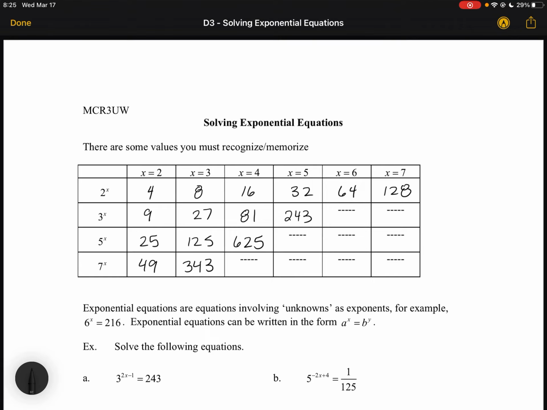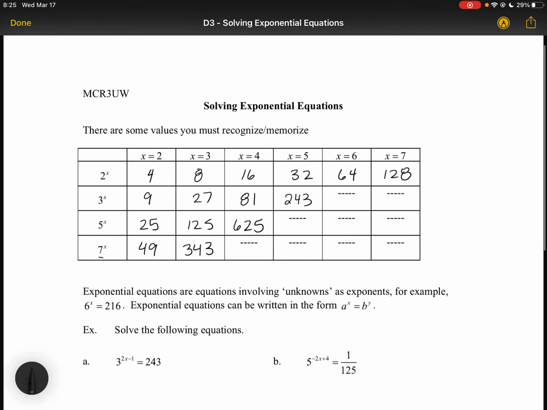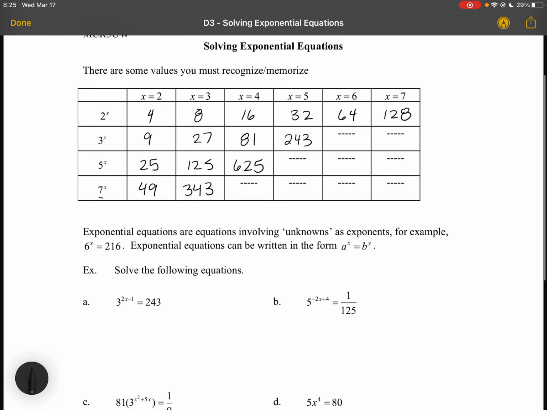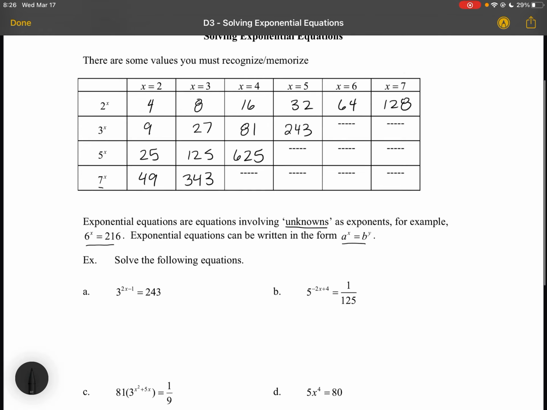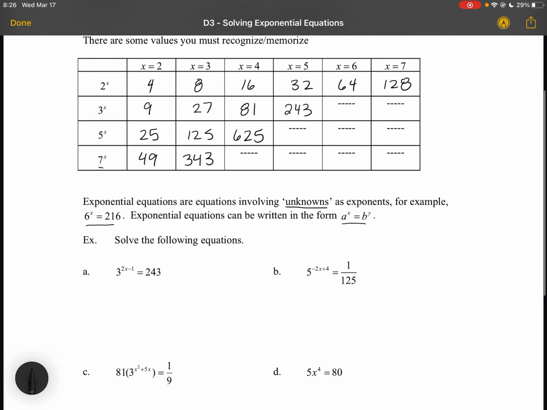So you should be able to recognize those values because you want to be able to represent them as exponents to help you solve some equations. So exponential equations are equations that involve unknowns as exponents. For example, this one here. They can be written in the form a^x = b^y. So let's see if we can solve the following equations.